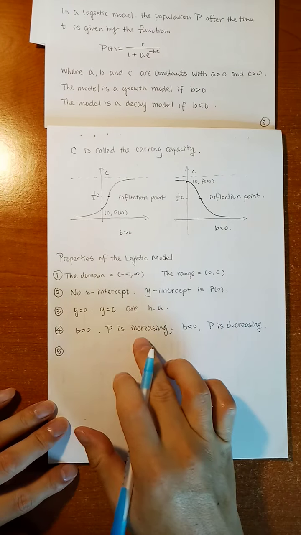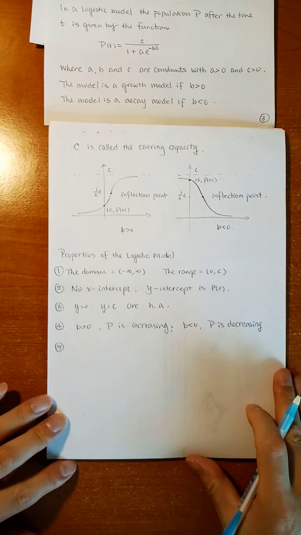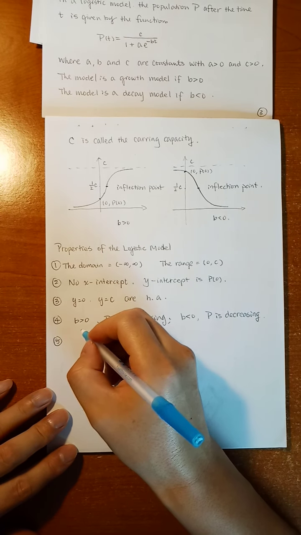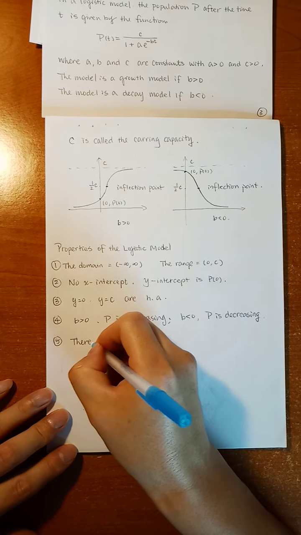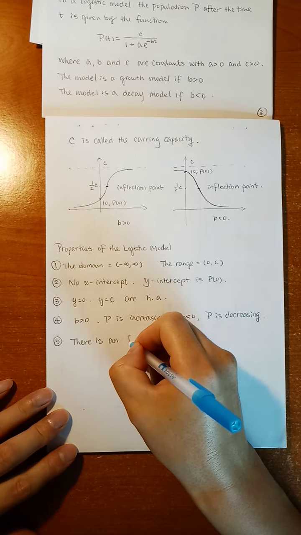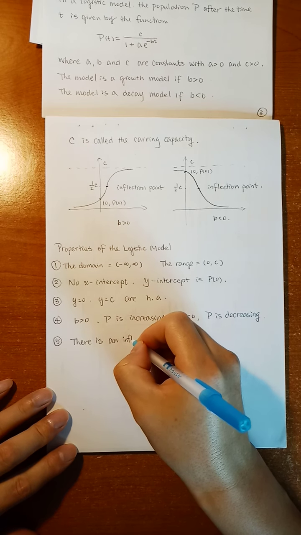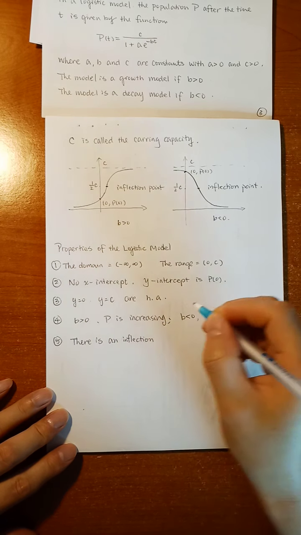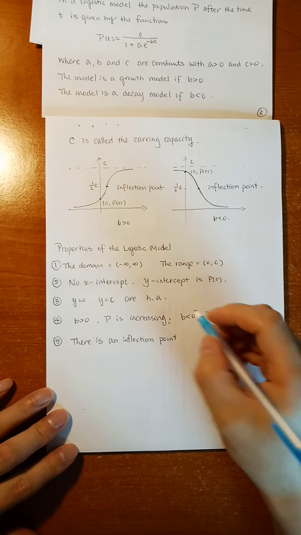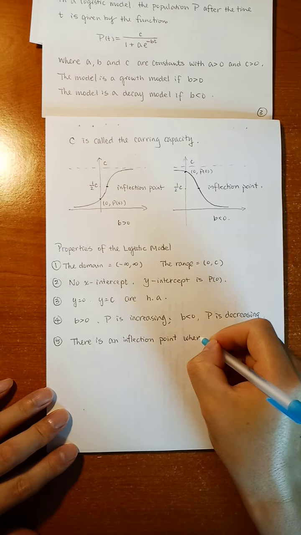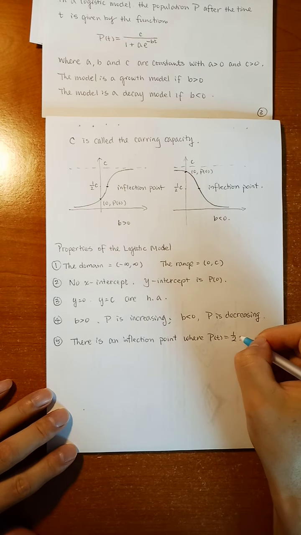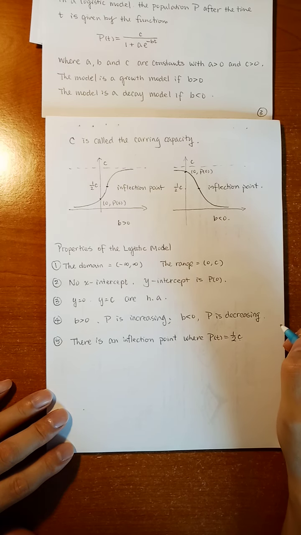That's the way we call it growth and decay. Fifth, there is an inflection point, where P of t is equal to 1/2 of the capacity.